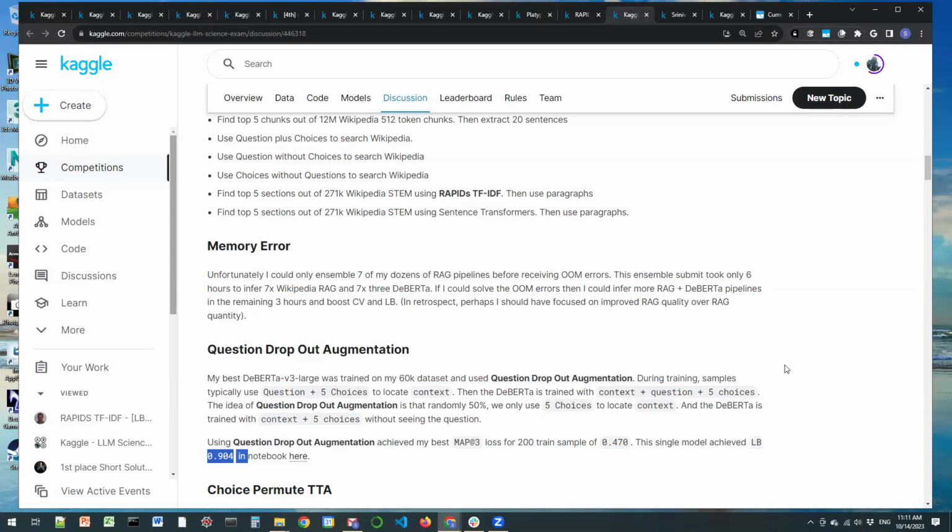I hadn't seen this technique of just dropping. No, I hadn't seen that before. I trained Deberta models, but I was just using standard training. And that seems fascinating, right? Little twist.